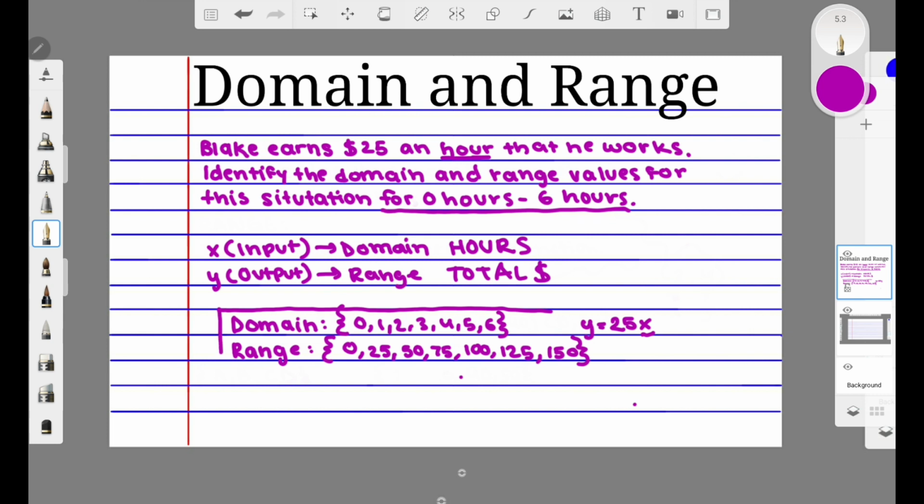So now this is our answer, because in domain and range you just need a set of values. And this is the equation that we used to come up with all of our range values, since they weren't specifically given. Now this was a situation. We could have also just been given a table.